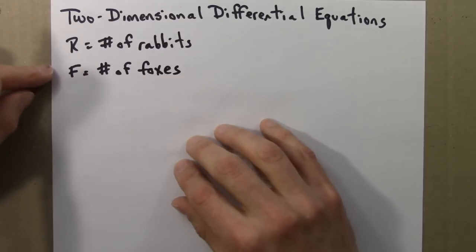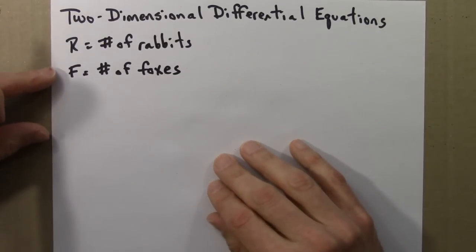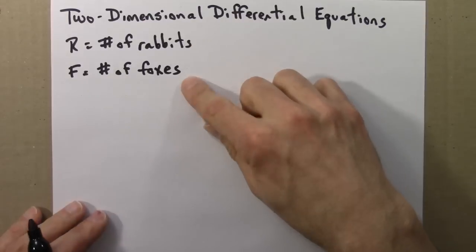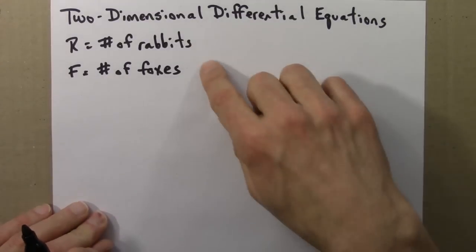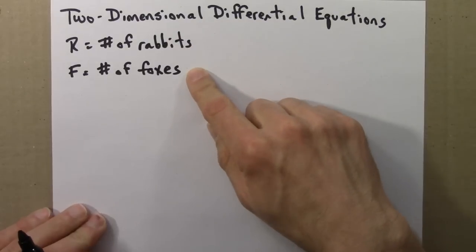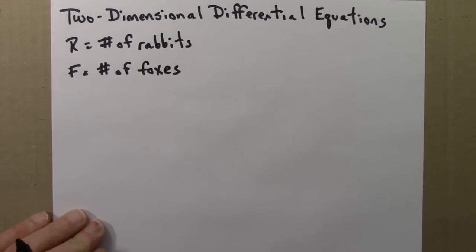And we won't worry about these units. We'll end up with funny fractional units, so I'm not going to worry about really calibrating those. So as usual, don't take this too seriously as a model of rabbits and foxes.